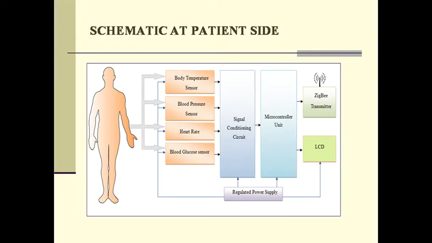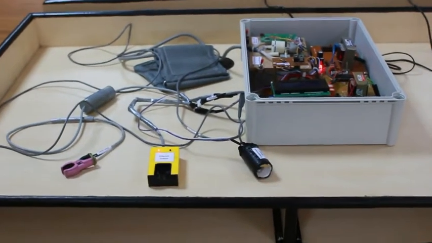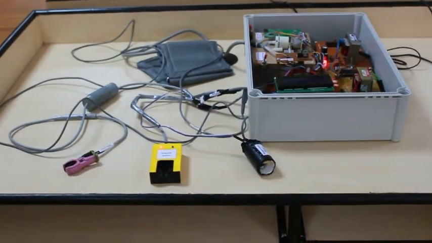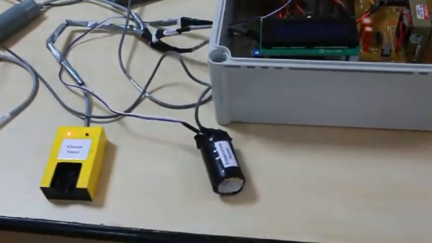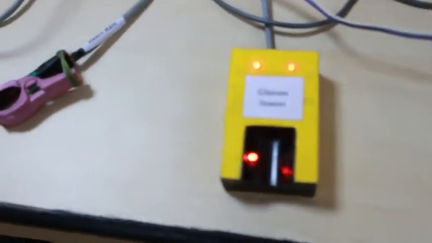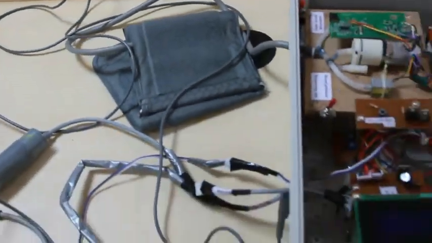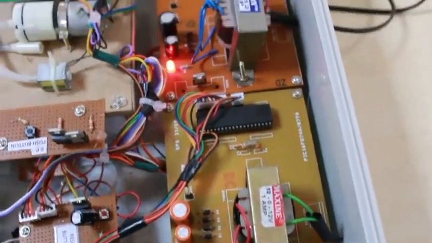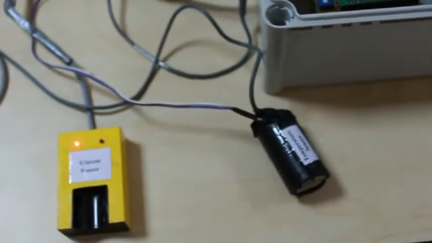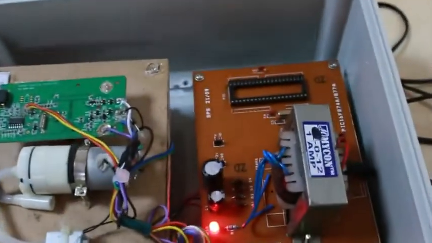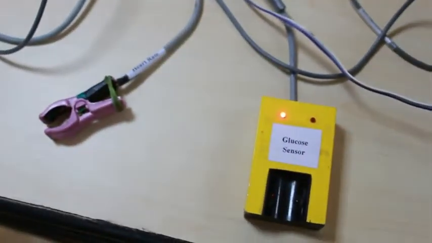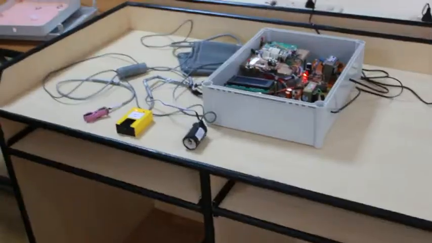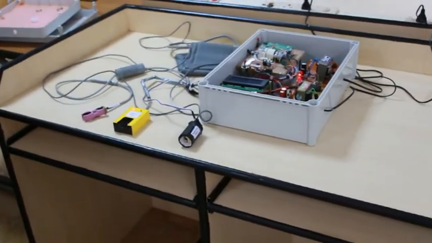Now let us see the patient unit. Here we are measuring 4 parameters. They are body temperature, blood glucose, heart rate, and finally blood pressure. The patient unit has 2 SMPS. One is for powering the microcontroller, LCD, blood pressure unit and temperature sensor. Another power supply gives 12 volts DC supply to the blood glucose sensor and heart rate sensor.